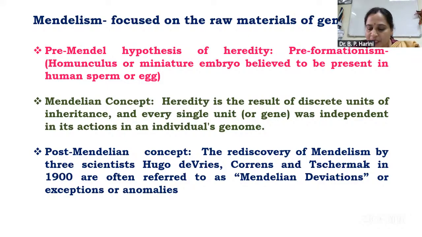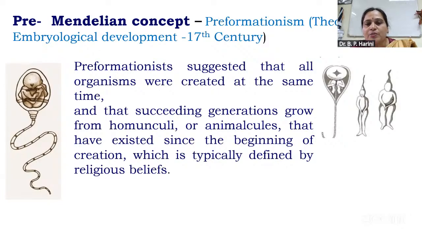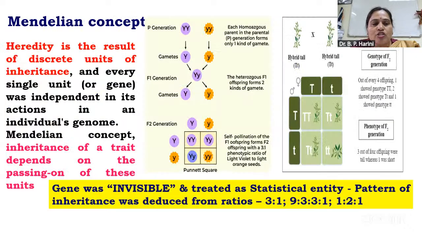So what is the pre-Mendelian concept? The pre-Mendelian concept is also known as preformationism, wherein it is suggested that organisms were created at the same time, and the succeeding generations grow from homunculi or animalcules that have existed since the beginning of creation. Next came the Mendelian concept, wherein the genes were invisible and treated as statistical entities. The pattern of inheritance was deduced through ratios like 3:1, 1:2:1, or 9:3:3:1.